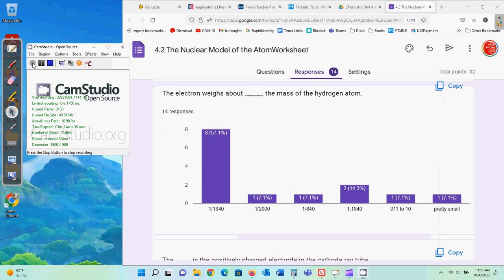All right, so an electron weighs about blank the mass of a hydrogen. So the actual answer is 1/1840th. So that's the answer you should have given me. 1 out of 2,000 is not a bad answer. It's rounded a bit, but it's not a bad answer. Because that's the textbook answer, but this is the answer we're looking for. Here they put 1 out of 840. So that's wrong, but I think I gave them credit because I assumed it was a typo.